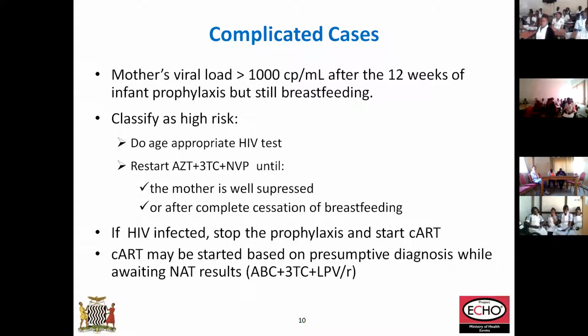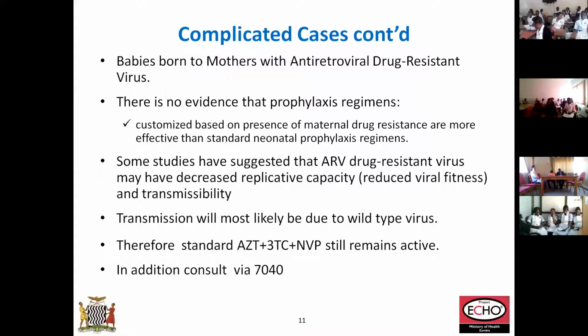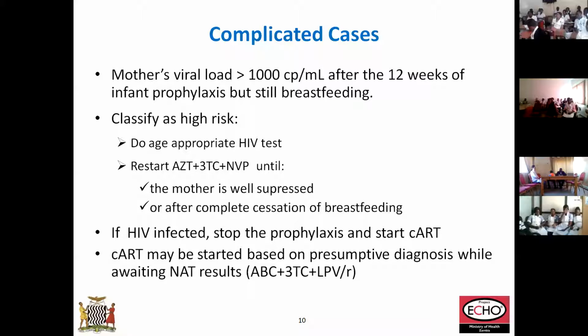If the serological test is negative, then we start the prophylaxis. But if it's positive, then we go for a NAT. While waiting for the NAT, we can give prophylaxis. In this case, we are starting AZT 3TC NVP until the mother is well suppressed. We hope here that the adult physicians looking after this mother will put her on efficacious regimens so that she gets suppressed and does not continue being unsuppressed for a long time, so that we don't continue giving this baby prophylaxis for a longer time. So, until the mother is well suppressed or after complete cessation of breastfeeding. If the infant is infected, sorry, you should stop prophylaxis and start CART.